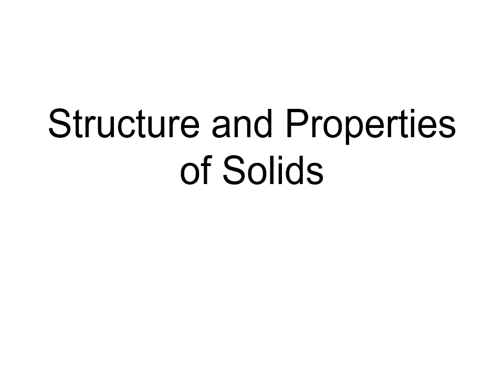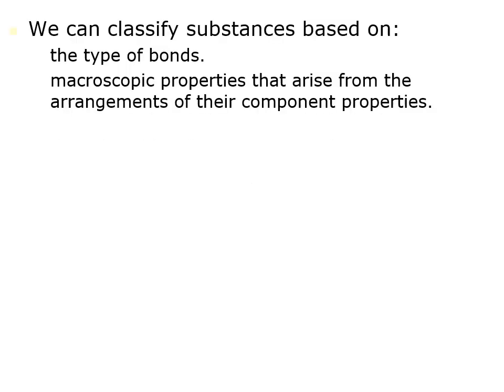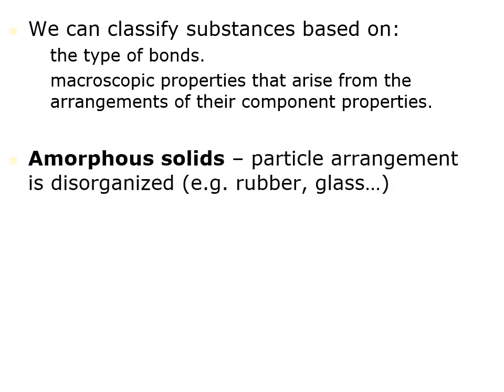The structure and properties of solids. We can classify different types of substances based on the types of bonds that they have, as well as the macroscopic properties that arise from the arrangement of the parts that make them up. So think of the atoms that are bonded within them and the properties that arise from that.